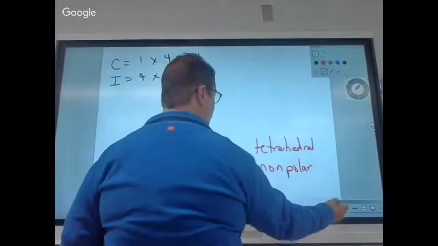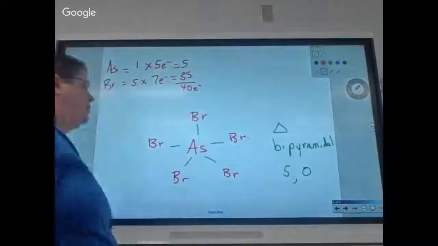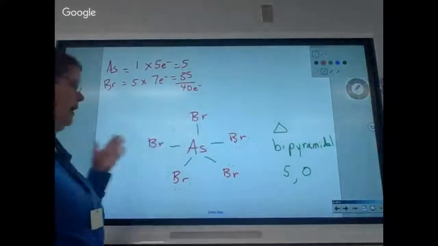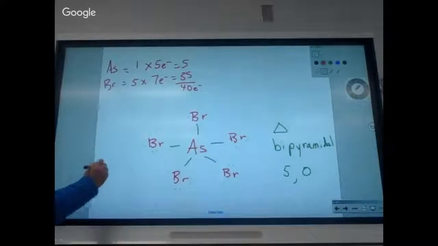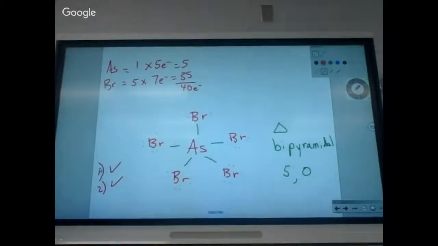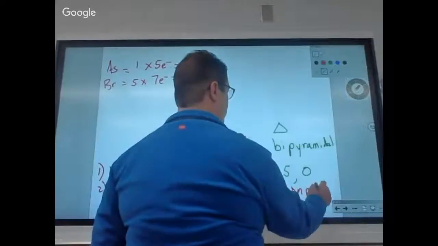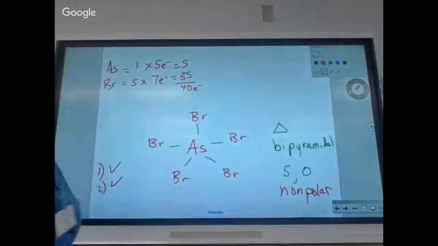All right, and if we go back to the last one, what can you tell me about all of those bonds? They're all the same. And number two, any lone pairs on As? Then it's what? It's nonpolar. Questions?